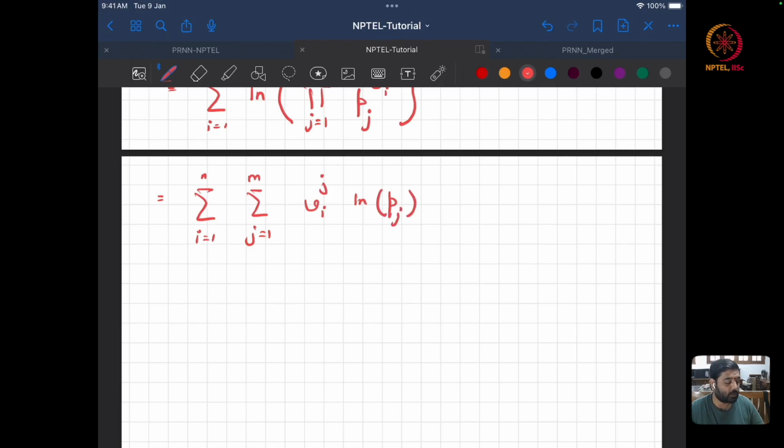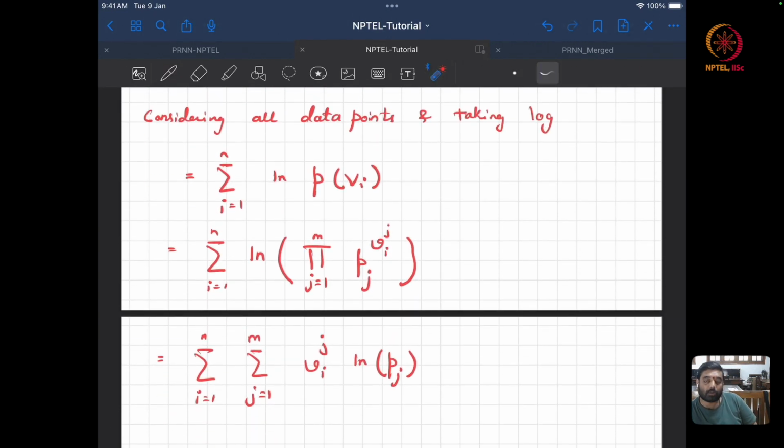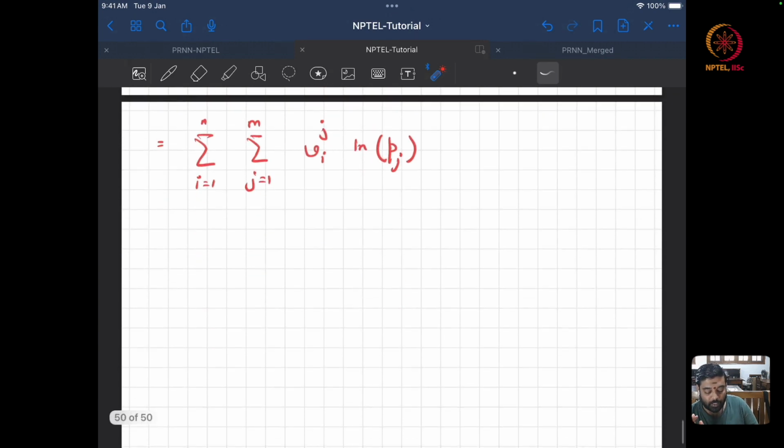Okay, now this is the form. Now what I should do is take the partial derivative with respect to the parameters and then equate it to 0. But there is a problem now. This is an unconstrained maximization. What we want is a constrained maximization, because the pj, the parameters I'm interested in, cannot take any random values in R. They have to satisfy some condition, right?